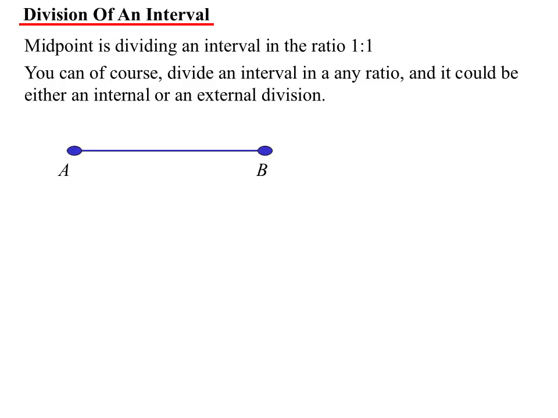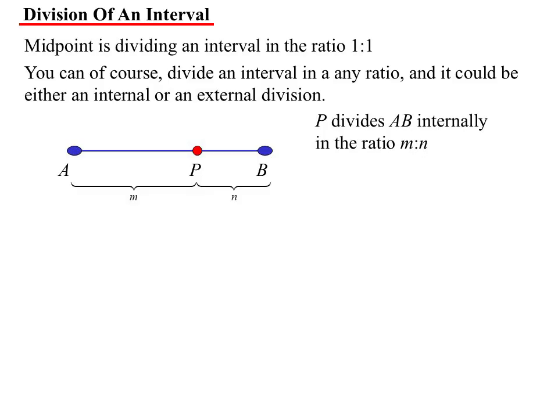Here's an interval AB. If I want to divide it in a certain ratio, so I'll place P somewhere, and I'm saying it's going to divide it internally in the ratio m to n. So the distance from A to P would be m parts, P to B would be n parts. So that would be an internal division in the ratio m to n. I could have also said it divides BA internally in the ratio n to m. The naming of the interval becomes important when we're talking about the ratio. When it was midpoint, it didn't matter, because 1 to 1 they were equal parts. Here they're not necessarily equal parts, so the naming becomes important.